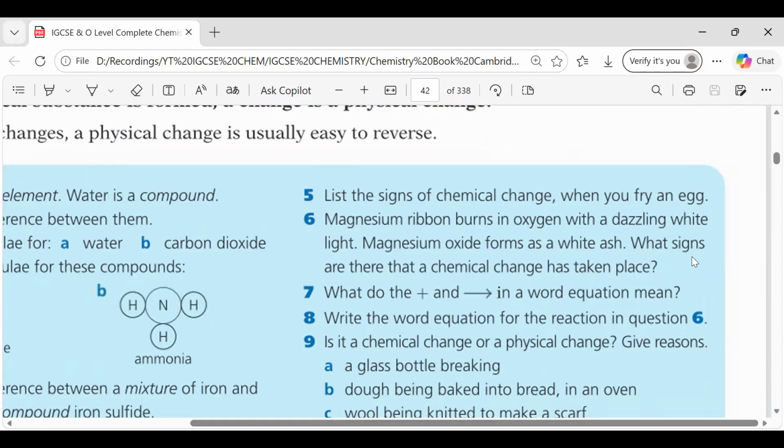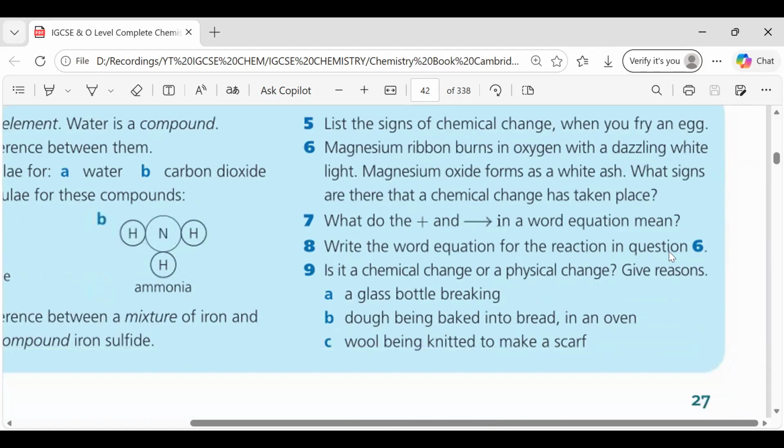They have mentioned magnesium ribbon burns in oxygen, so it means we are giving the energy. Heat is given off, a new substance is formed, and it can't be reversed. So these are the signs.